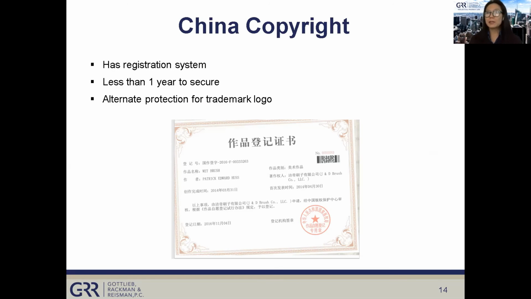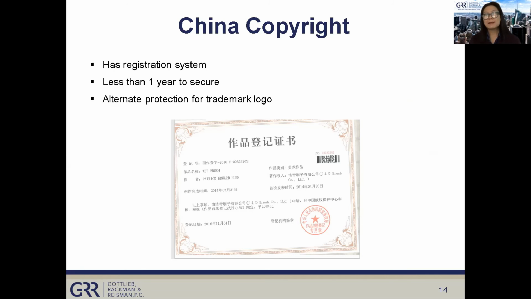Similar to the US, China has a registration system for copyright. It takes a very short time, less than a year, and typically as little as 1 to 3 months, you can secure a copyright registration in China. Whereas in the US, it can take about 6 to 9 months, sometimes shorter, sometimes longer. But it generally takes a little longer in the US to secure copyright registration.